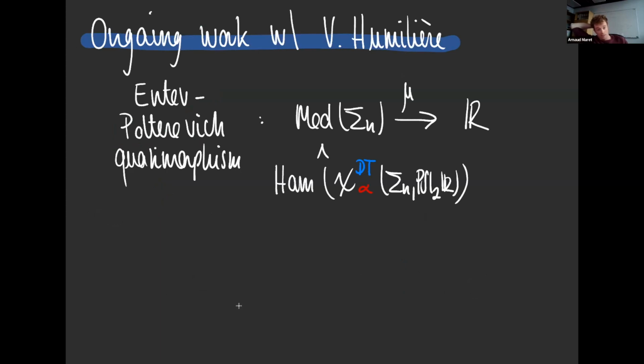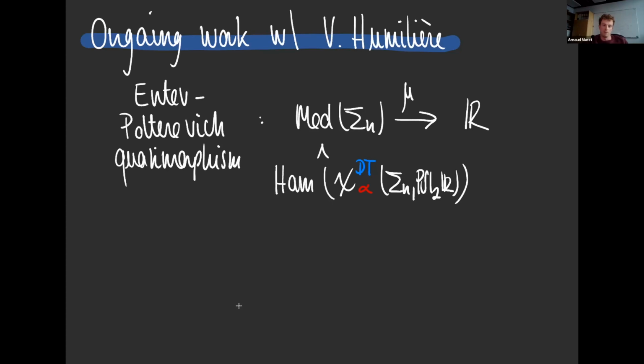On this group of Hamiltonian diffeomorphisms of the complex projective space, you have the so-called Entov-Polterovich quasimorphism. You can take this quasimorphism and restrict it to this subgroup, the mapping class group of the sphere with n punctures. And what you get is a quasimorphism of the mapping class group of the sphere with n punctures. So it's a very fresh project.